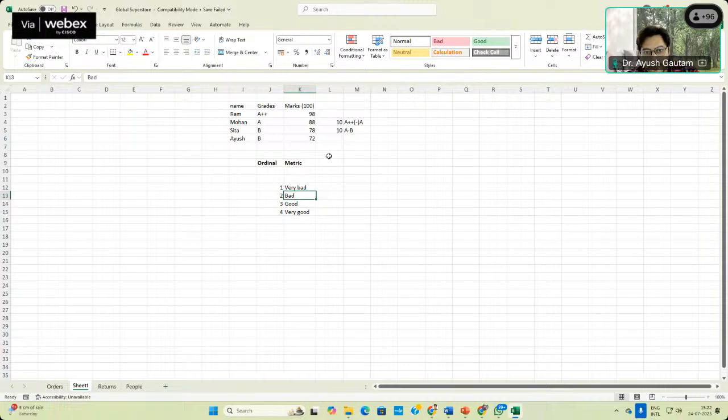Means if I take the difference of the marks, then that is always constant. 98 minus 88, which is 10, is always constant. So if the difference is constant, then it is called interval data, or mainly interval ratio data, or the metric data.